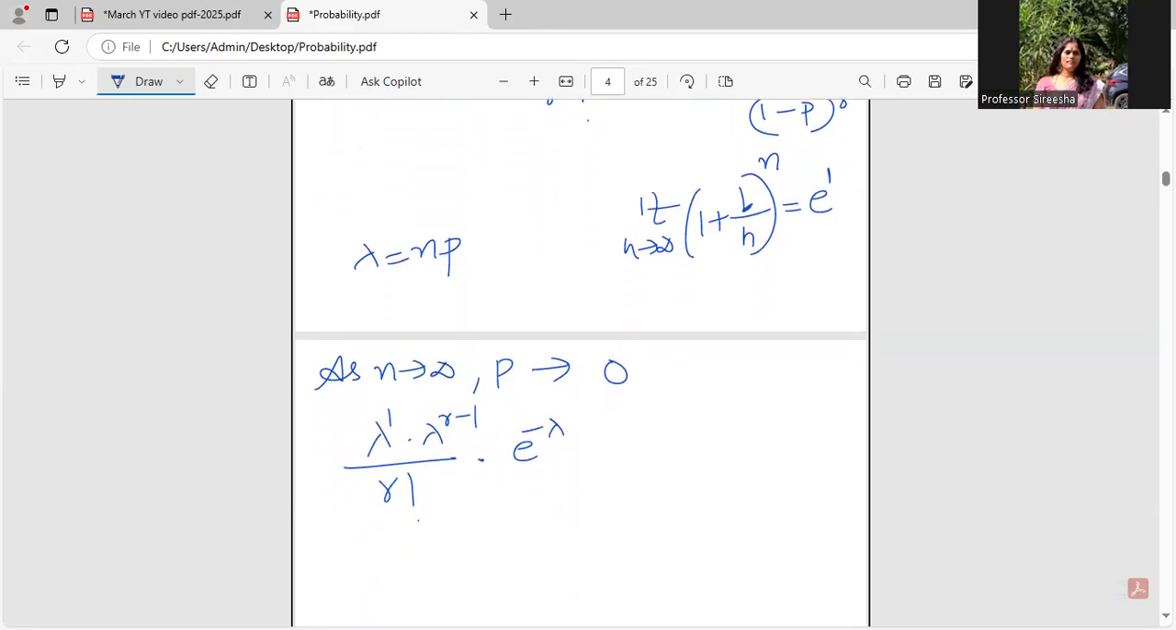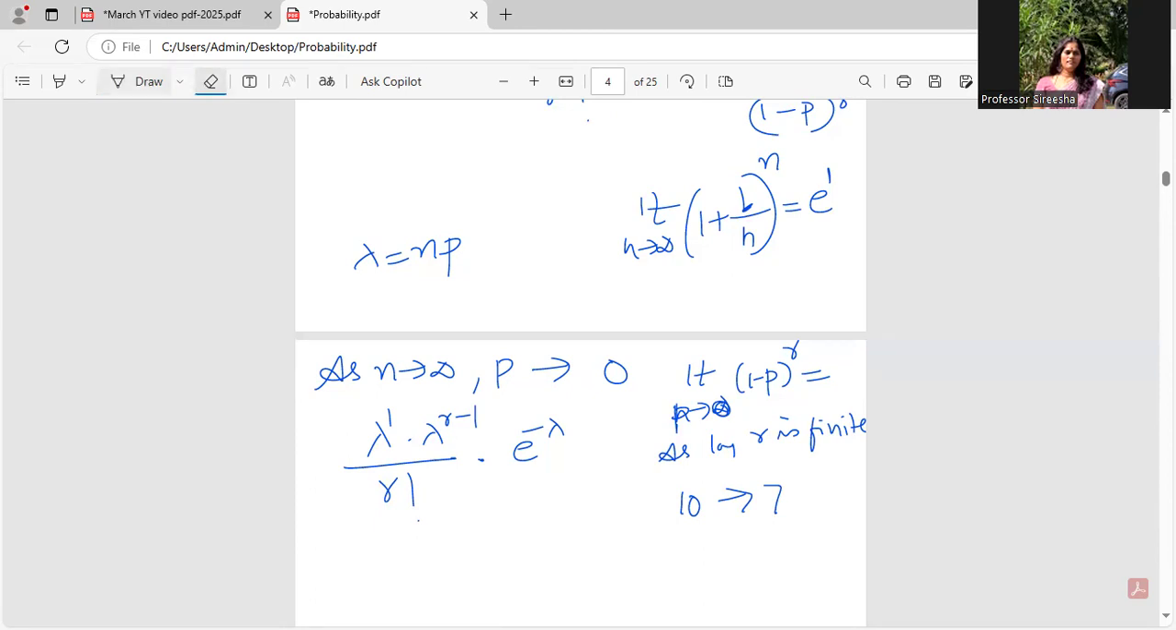Now what happens to the denominator? Limit n tending to infinity of (1 minus p) power r, as long as r is finite. Is r finite? Yes, it is finite only, because you are taking out of 10 some 7. If you are asking, then 7 is finite only. Now, as long as r is finite, as n tends to infinity, p tends to 0. So this term tends to 1.